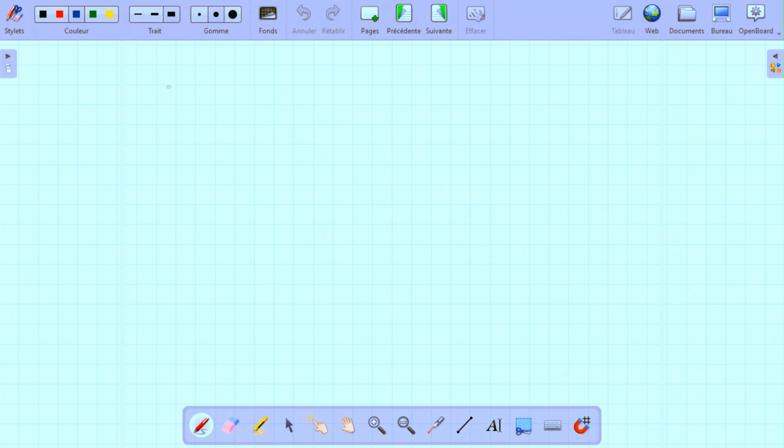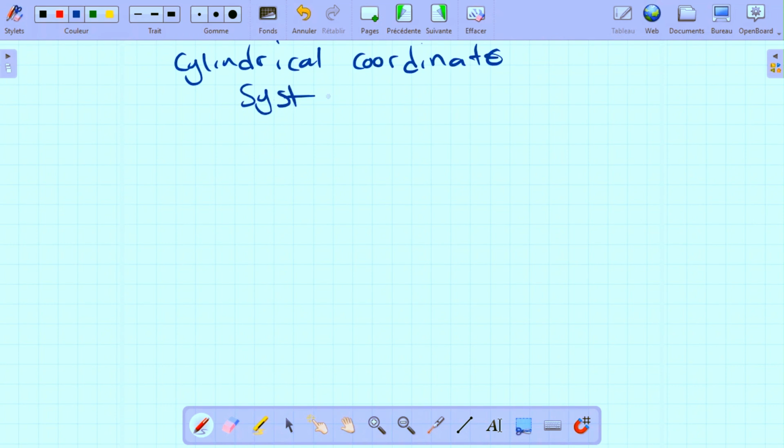So today we're going to learn about the cylindrical coordinate system. You can look at my previous video on the polar coordinate system because it's going to help you with understanding this one. So the cylindrical coordinate system. In French we say le système de coordonnées cylindriques. So it's a cylindrical coordinate system.